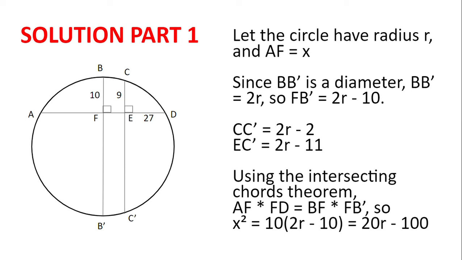Using the intersecting chords theorem, AF multiplied by FD equals BF multiplied by FB prime. So x squared equals 10 multiplied by 2r minus 10, which is 20r minus 100.